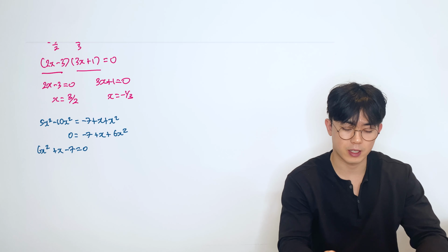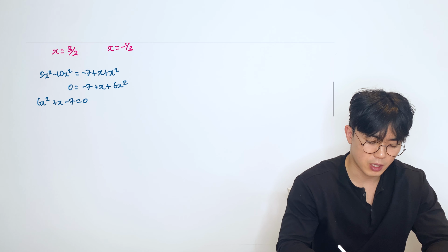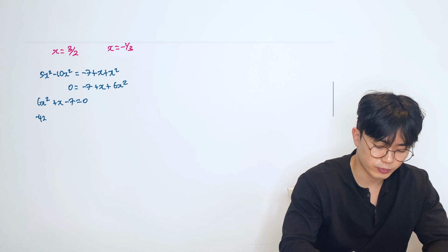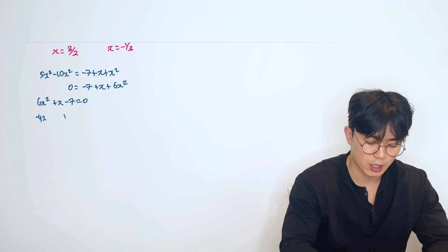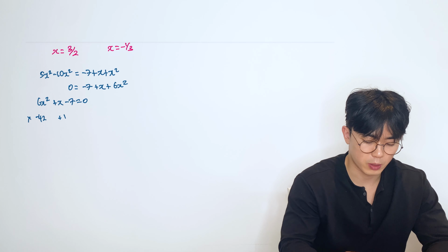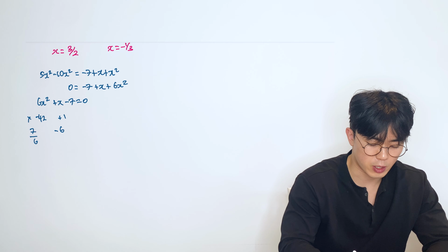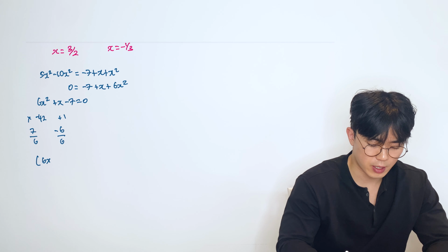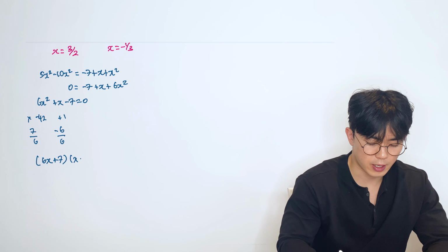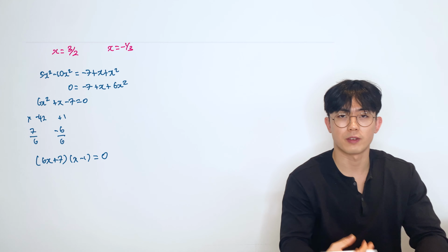Now we have to factorize it. So 6 times 7 is minus 42 and this is the plus 1. We can do 7 times minus 6, divide each one by 6. So we get 6x plus 7 and x minus 1 as our factors.